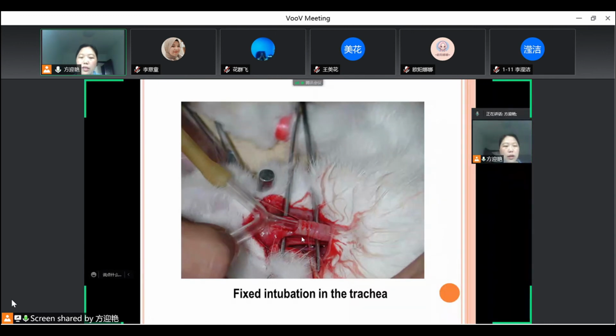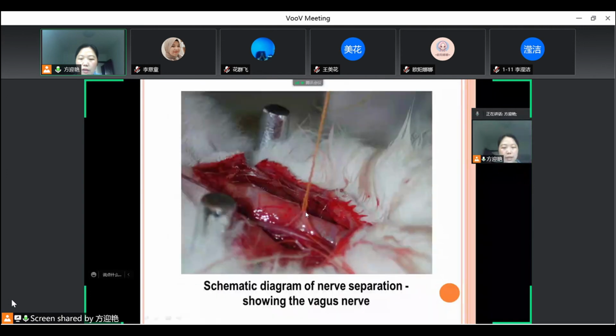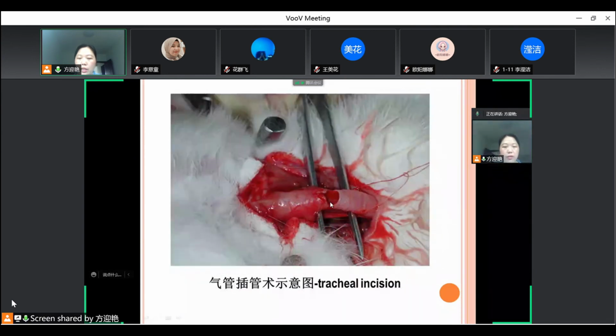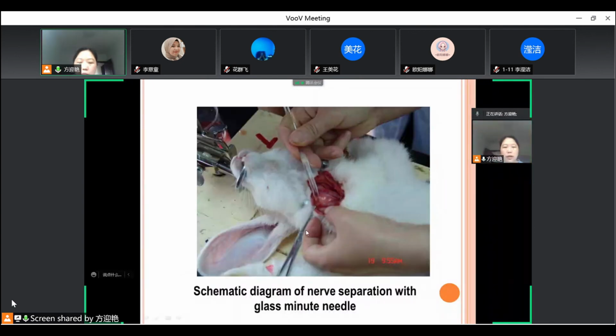And also we can see here the nerve, the vagus nerve. We separate the vagus nerve. Then we do the inverted T-shape incision in the trachea, and we insert the intubation tube into this incision. And we separate the nerve.